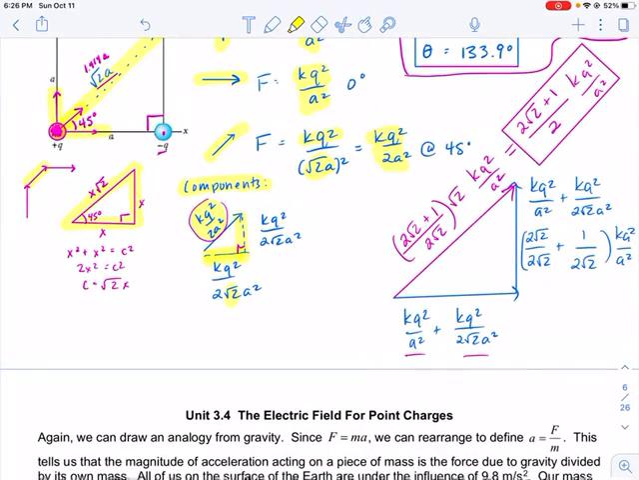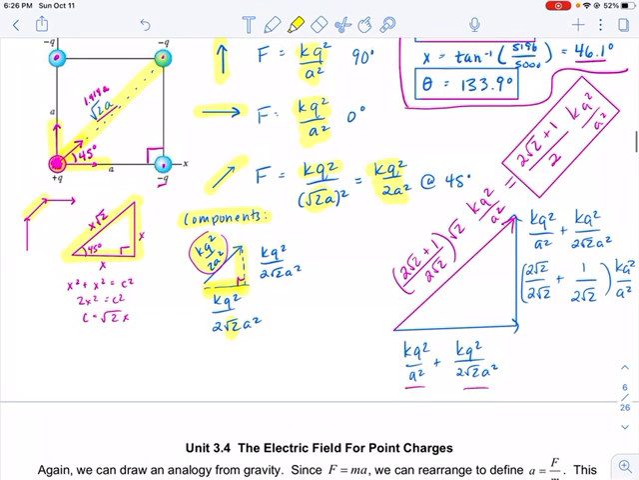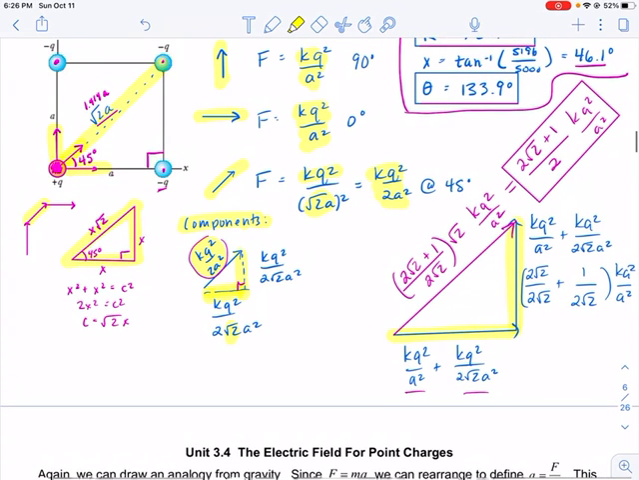Okay, then finally, to find the sum of these three vectors, what I have to do is take the horizontal component and add it to the vertical component. So I've drawn that here. If I go back and look at the horizontal that I have and this horizontal that I have, I can add those together: kq squared over a squared plus kq squared over 2 times the square root of 2, a squared. And then in the vertical direction, it's the same thing.